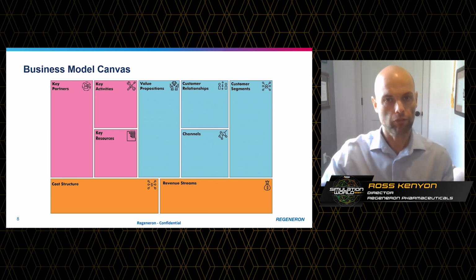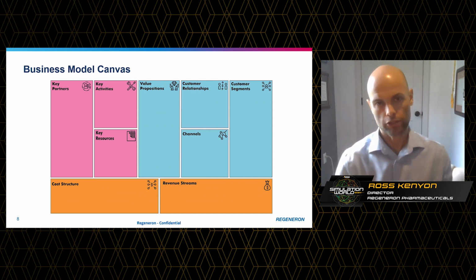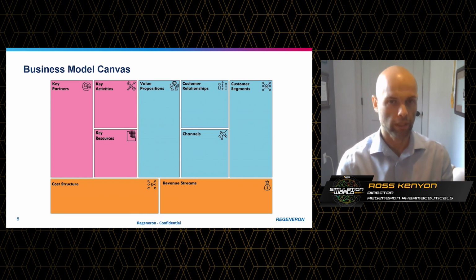Then it comes to the profit formula, which looks at our cost structure and revenue streams. And I talked about this earlier when I introduced the double diamond framework. So cost structure is a very easy thing to articulate in a modeling and simulation organization. You've got your people, you've got software, you've got computer hardware, you've got cloud resources, but revenue, like I said, can be trickier to identify.